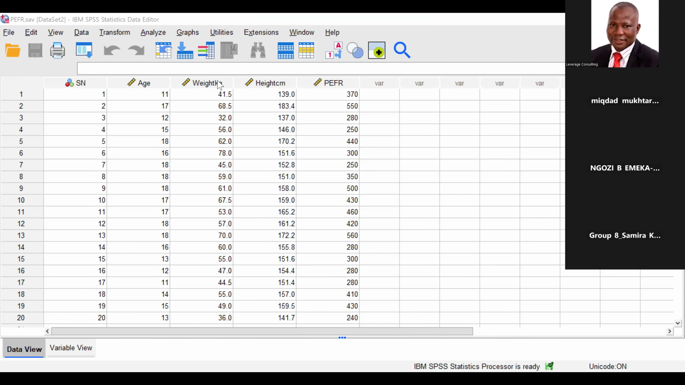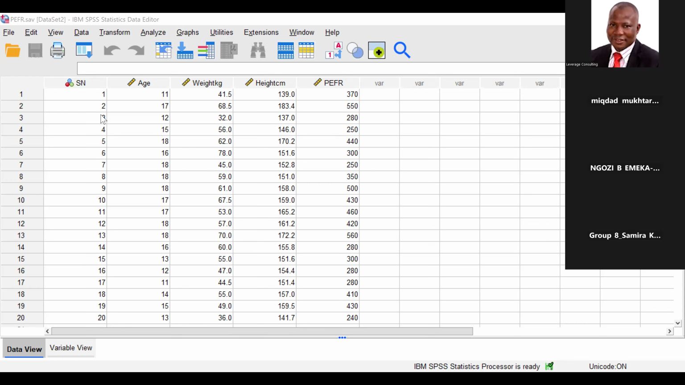If you look at the data set, you have age, weight, height, and peak expiratory flow rate. If you breathe in deeply and now breathe out the maximum you can, they usually measure it with a spirometer. So they use an instrument to measure peak expiratory flow rate after you have taken your deep breath and expired the air.